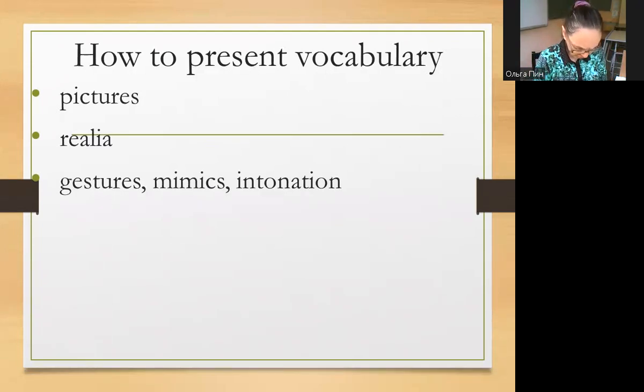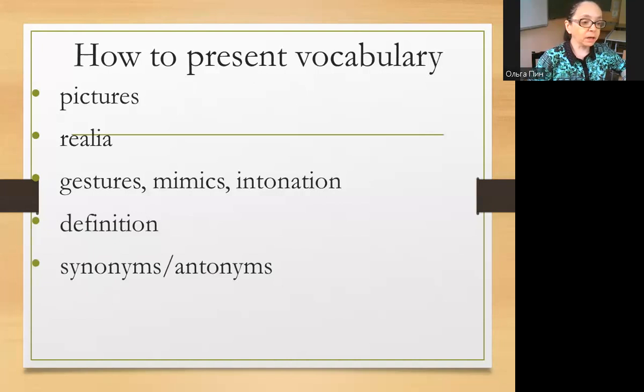I'm sad. I'm crying. Or this is very big. Then, at higher levels, we can use definition or explain the meaning of the word. Then we can use synonyms or antonyms like hot is not cold or huge is very big.